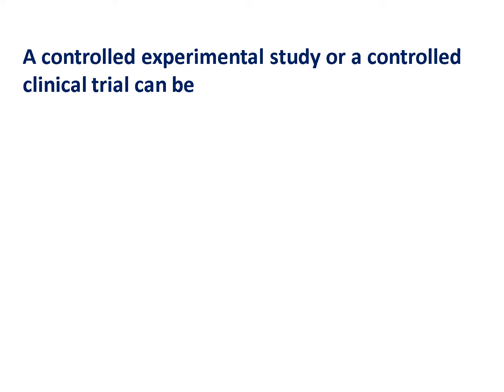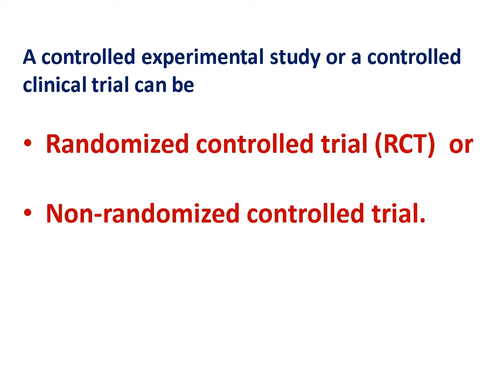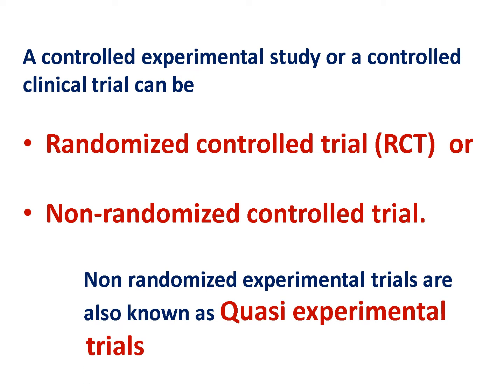A controlled experimental study or a controlled clinical trial can be of different types. It can be a randomized controlled trial or a non-randomized controlled trial. Now we can see what a randomized controlled trial is and what a non-randomized controlled trial is. Non-randomized controlled trials are not randomized, and they are also known as quasi-experimental trials.